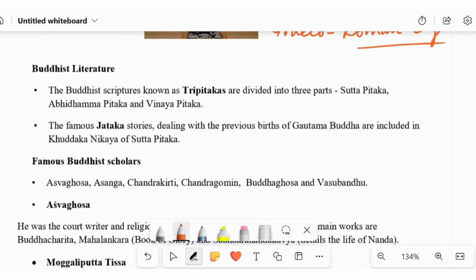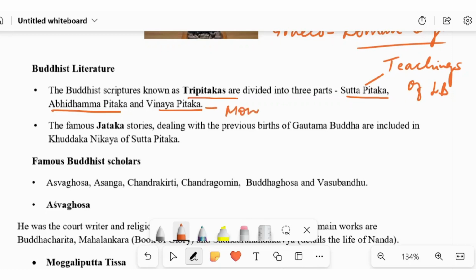So, Buddhist literature includes the Tripitakas, the scriptures of Buddhism, and Tripitakas are mainly divided into three parts: Sutta Pitak, Abhidhamma Pitak, and Vinay Pitak. Sutta Pitak is about the teachings of Buddha. So, teachings of Lord Buddha are included in the Sutta Pitak. Abhidhamma Pitak is about philosophical matters. And Vinay Pitak is about monastic discipline. So the rules and regulations related to monastic discipline are present in the Vinay Pitak.